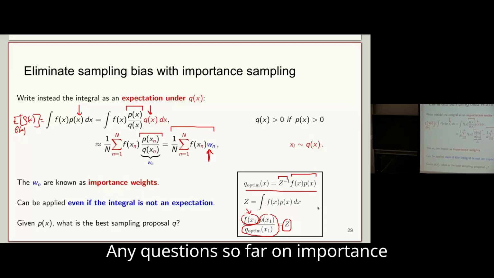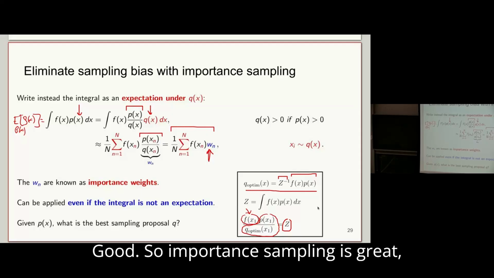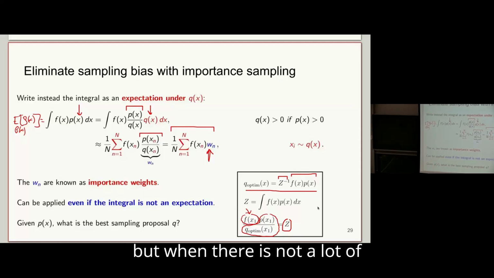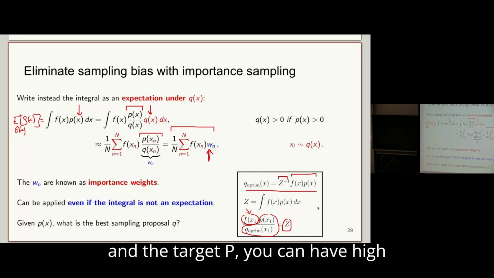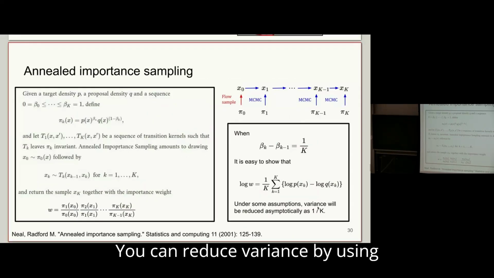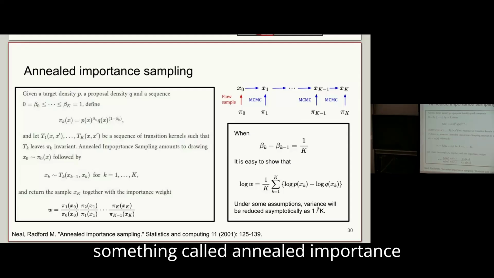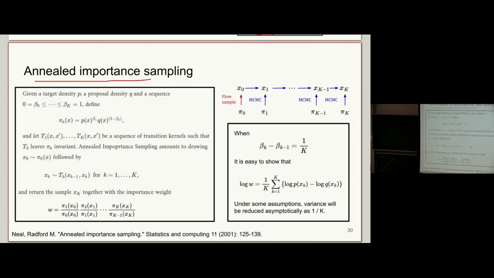Any questions so far on importance sampling? No? Good. So importance sampling is great, but when there is not a lot of overlap between your approximation Q and the target P, you can have high variance. You can reduce variance by using something called annealed importance sampling. And this is like a pretty amazing method.